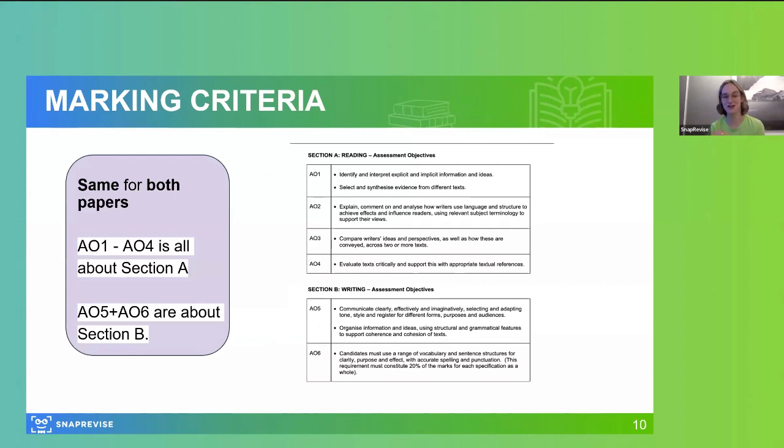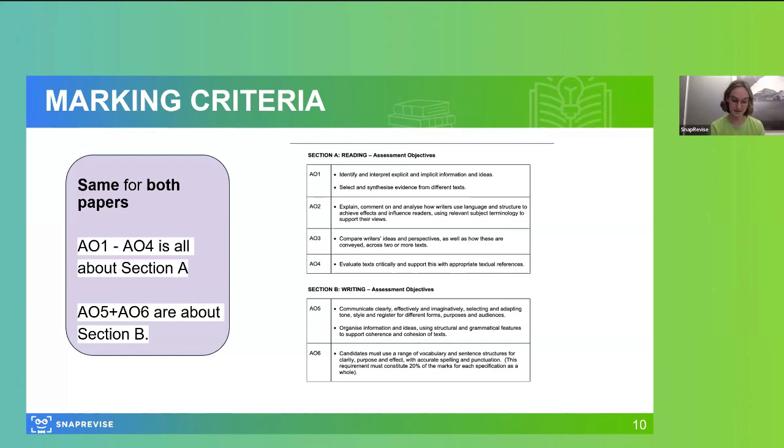Good news, the marking criteria for both paper 1 and paper 2 is exactly the same. You are marked on what are termed assessment objectives. AO1 to AO4 is all about section A of your paper, and then AO5 to AO6 is all about section B. AO1 judges your ability to interpret and identify what the text is saying, as well as your ability to pick out the supporting evidence from the text.